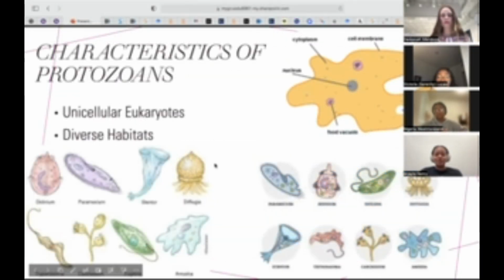Protozoans are unicellular eukaryotes, just meaning that their entire body is composed of a single cell. Now, the photos that you see are various types of protozoans in many different shapes and sizes.